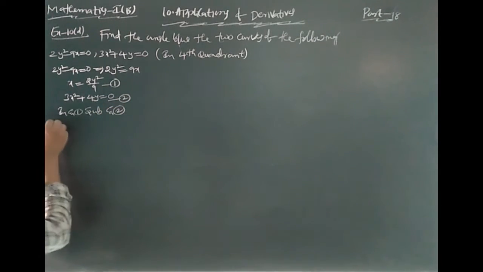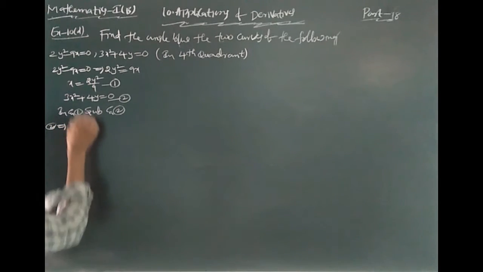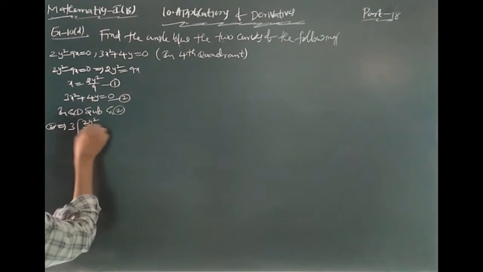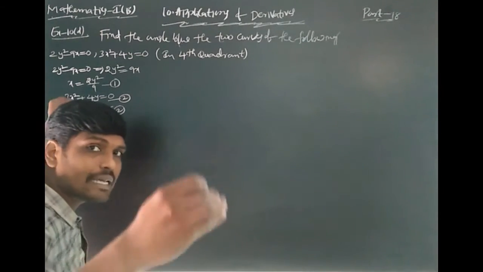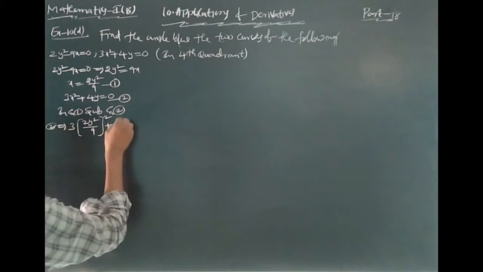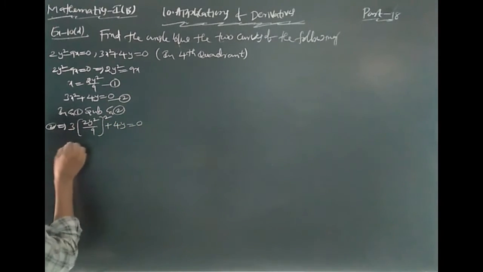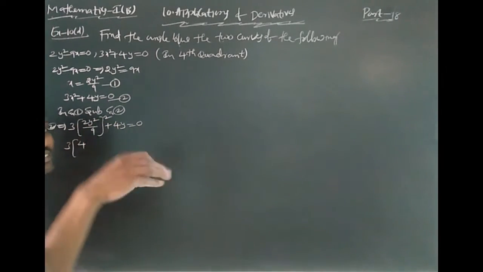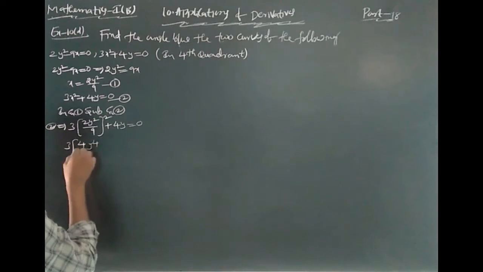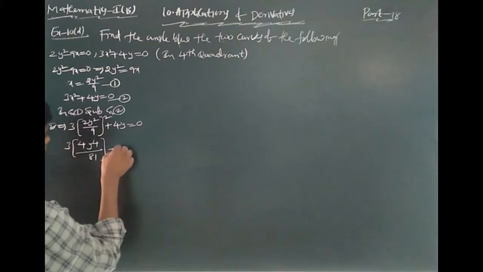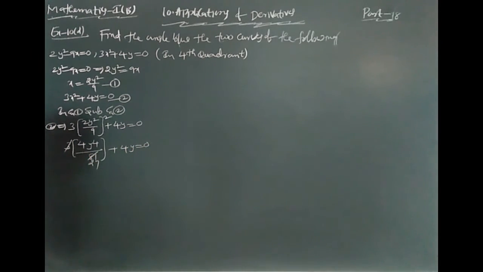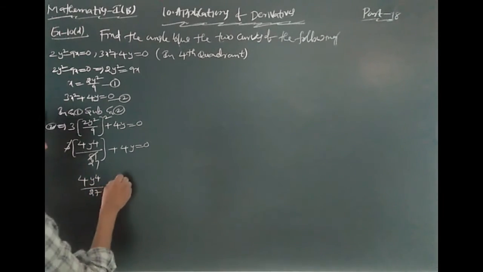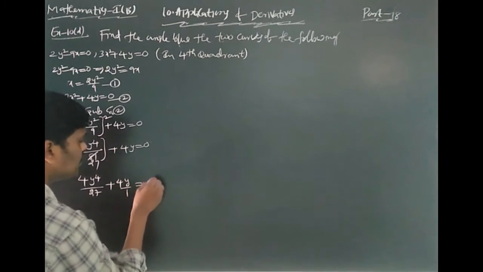You get 3 into x square, where x is nothing but 2y square by 9, whole square, plus 4y equal to 0. 3 into 2y square whole square is nothing but 4y power 4 by 9 square, that is 81, plus 4y equal to 0. 3 ones are 3, 3 nines are 27. Remaining: 4y power 4 by 27 plus 4y by 1 equal to 0.